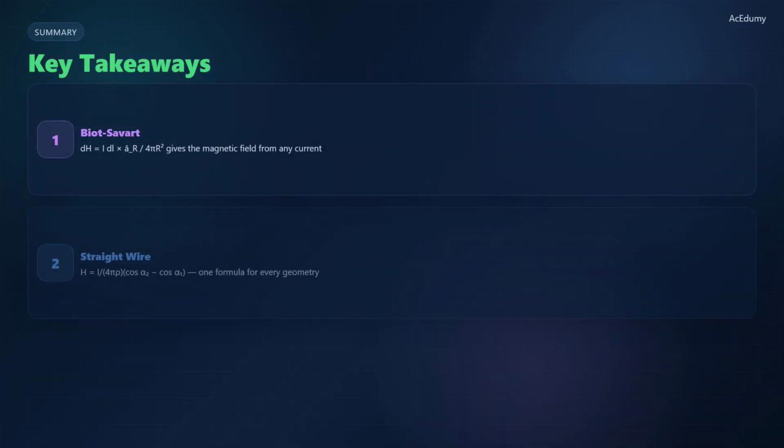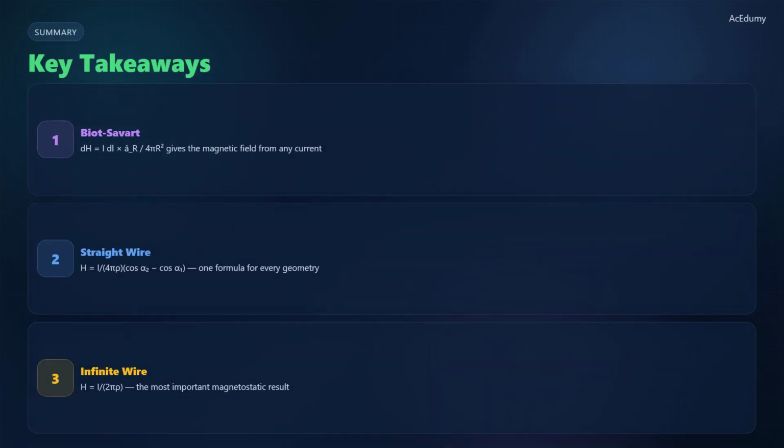To wrap up, the Biot-Savart law tells us the magnetic field from any current distribution. For straight conductors, it boils down to a formula with two angles, and for an infinite wire, the result simplifies to I over 2 pi ρ. In the next video, we'll apply these formulas to solve example problems step by step.